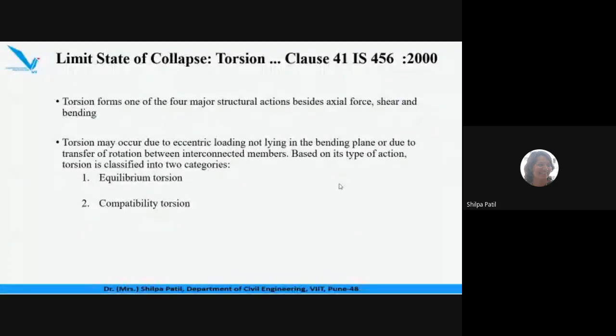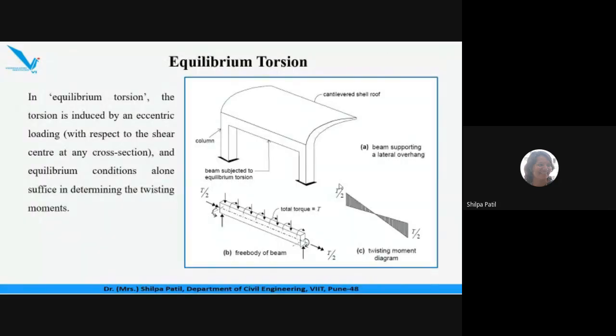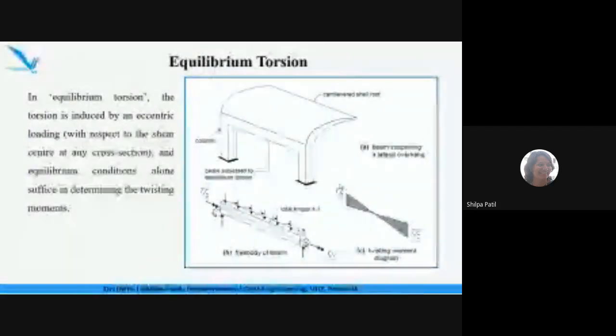So depending upon the type of the action, the torsion is classified into two categories. First is the equilibrium torsion and second is compatibility torsion. Let us understand both these types one by one. Equilibrium torsion is a type of torsion which is developed in any particular member due to the action of the eccentric loading.